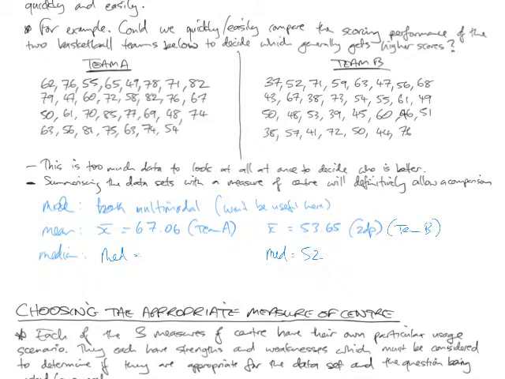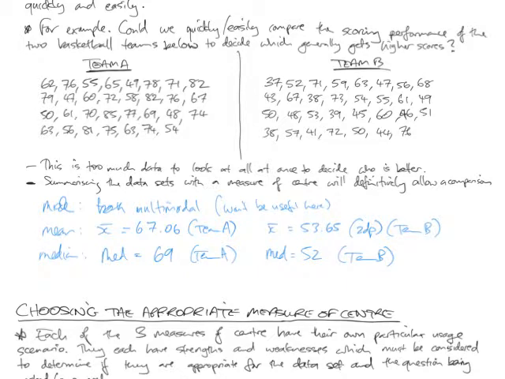So just set this list to list 1. Scroll into the median: 69 for Team A and 52 for Team B. So now, instead of looking at a whole giant set of data and not being able to compare them very well, we have summarized both of those data sets in one number, a measure of center.